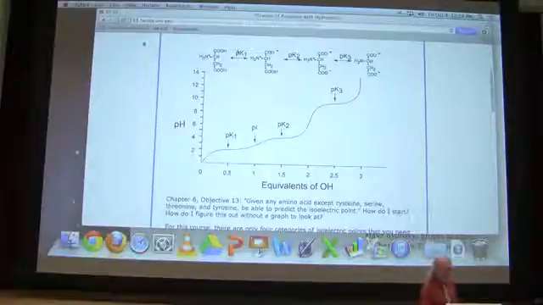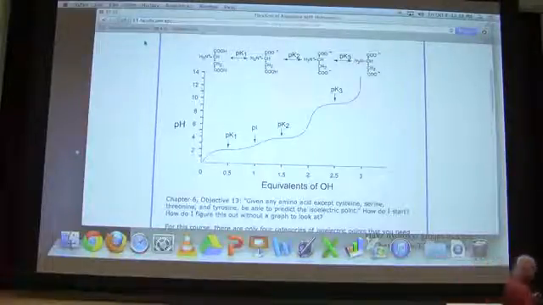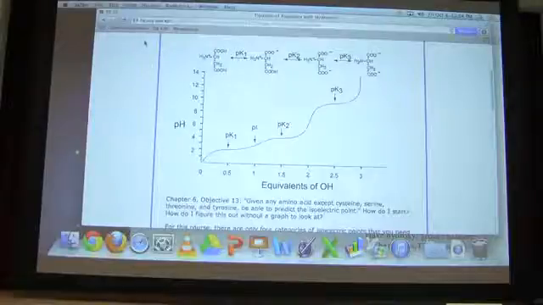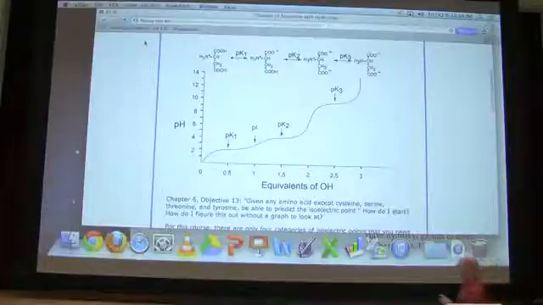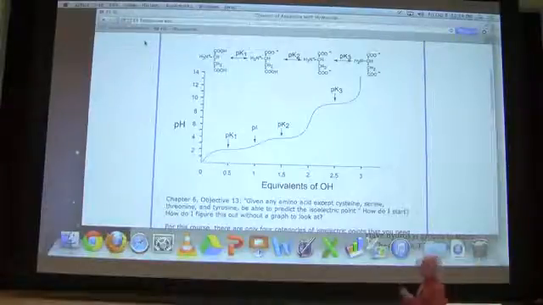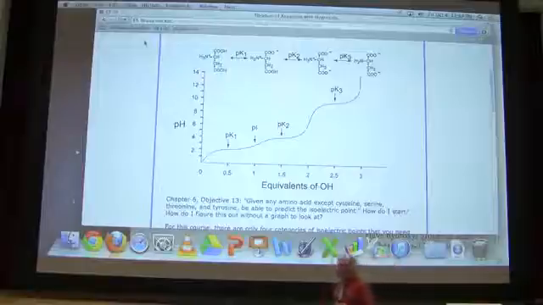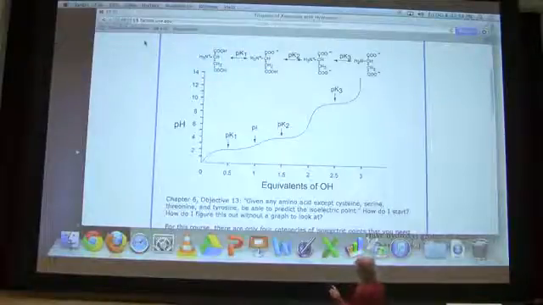Now, this is an amino acid. I picked an amino acid that had 3 ionizable groups. It has an alpha carboxyl, an alpha amine, an R group carboxyl, and an alpha amine. Notice that the alpha amine was the last one that had the proton come off because it had the highest pKa value. This is about 9.5. This is about 4.4, and that's about 2.2.